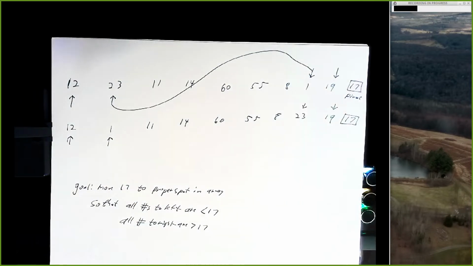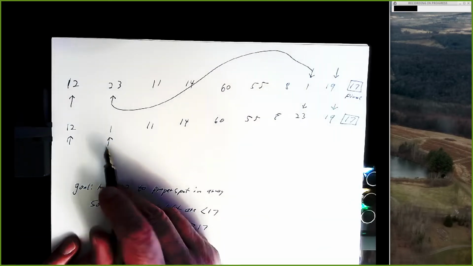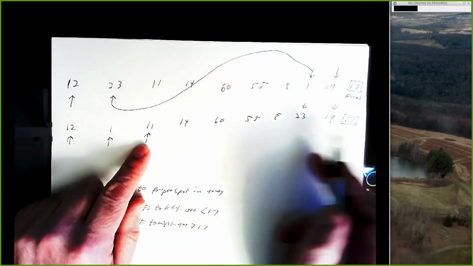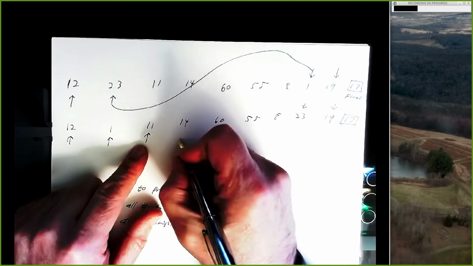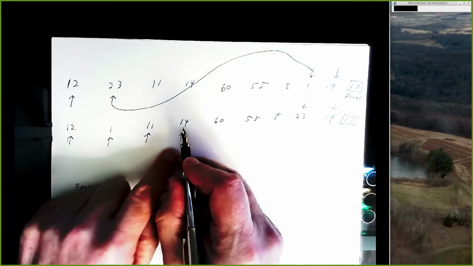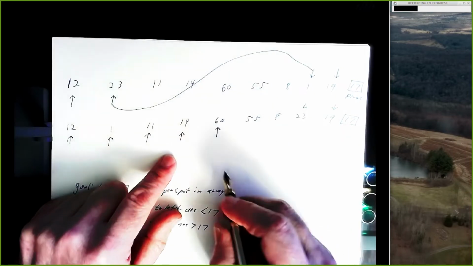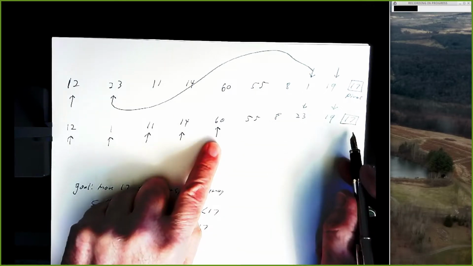And now we go back and we do this again. So we just did the 1, so move to the next number. There's an 11. 11's smaller than 17. Good. Move to the next number. There's a 14. That's smaller than 17. Good. Move to the next number. There's a 60. That's not smaller than 17. Stop.